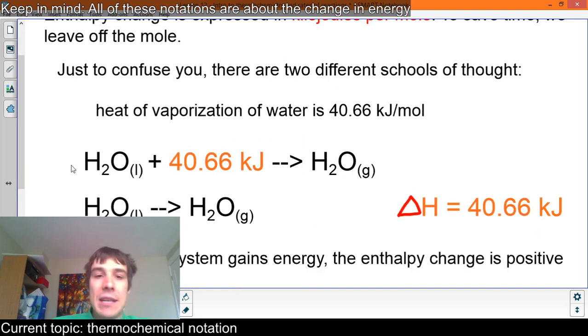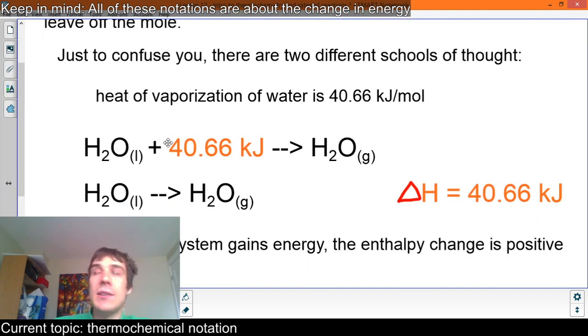One way is to put it into the reaction itself. So this is an endothermic reaction. It requires 40 kilojoules of energy to proceed. So when we require energy, we put it on the reactant side, because the energy basically becomes a reactant in our reaction. We need this. And so we put it on this side.